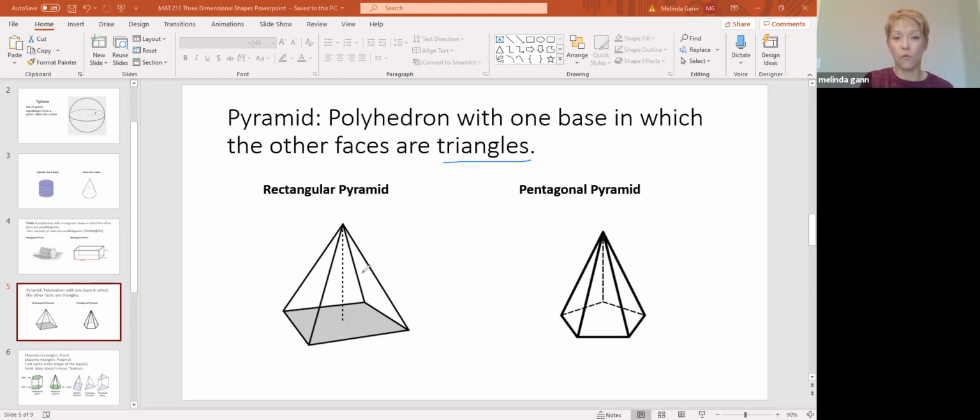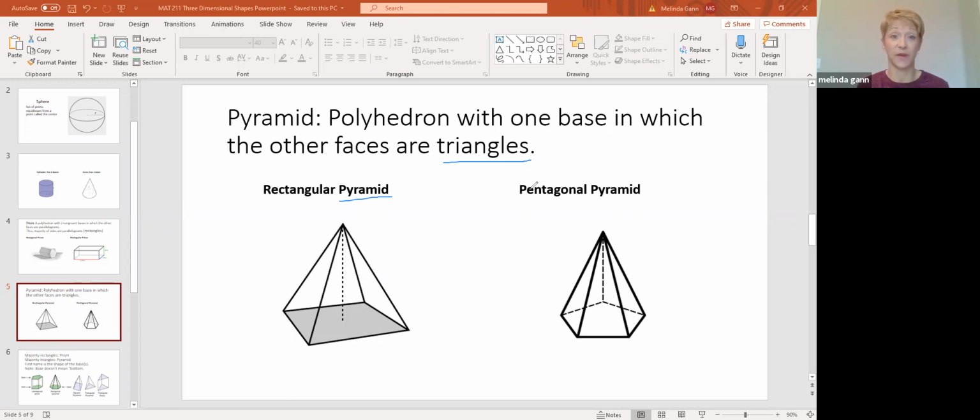So if I look at the shape, you see that you've got one in the front, one in the back, one on this side and one on this side. So I've got 4 triangles and I've got this rectangular shape down here. So when it's mostly triangles, it's called a pyramid. And then if there's any shape besides a triangle, then that's its first name. So see, there's a rectangle on the bottom, so that's a rectangular pyramid.